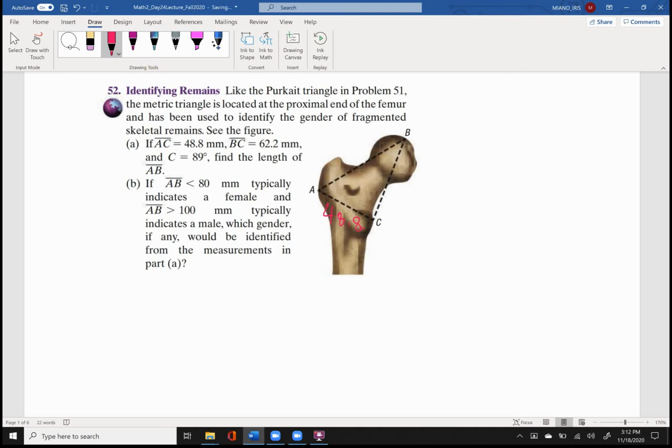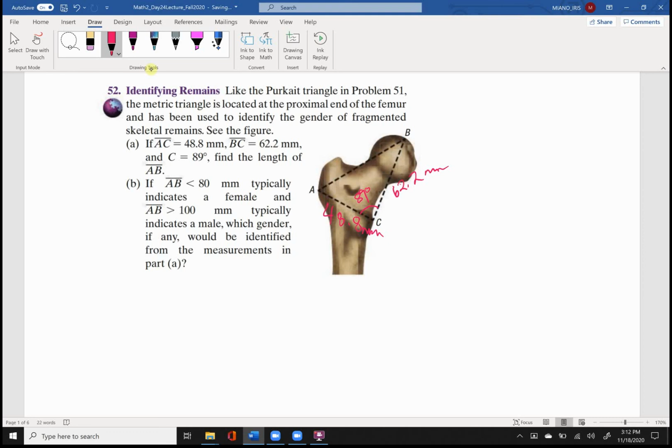millimeters. So I'm going to go ahead and label that there. BC is 62.2 millimeters. So we don't know A to B, but we're going to find the length of it. Also recognizing they gave us the angle measure for C, which is right here, of 89 degrees. So we have two lengths and an included angle, so therefore we could solve the triangle using law of cosines, and we're going to do it to find the length of AB.